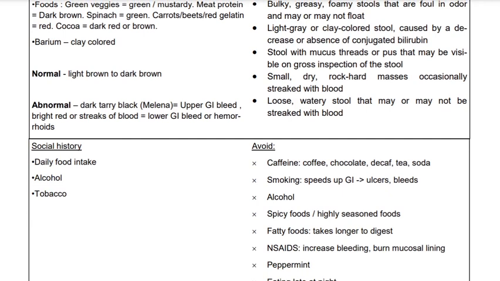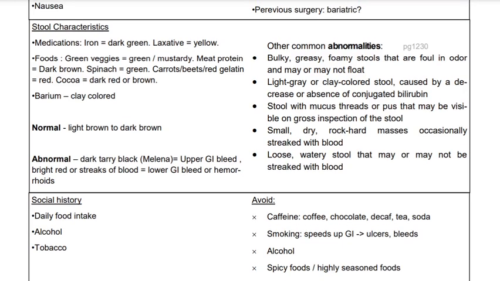If it's dark, that means it's had to take a while to work its way through the GI system, and so that would be an upper GI bleed. If there's bright red blood or streaks of blood, it could be a lower GI bleed. Usually streaks of blood in stool means a hemorrhoid of some kind. The hemorrhoid is right there, and we'll talk about hemorrhoids when we get to that portion.